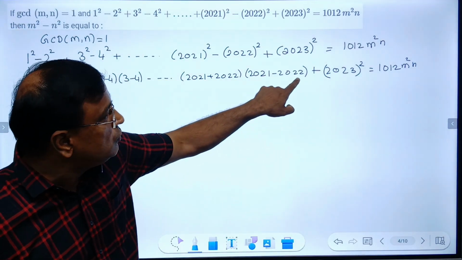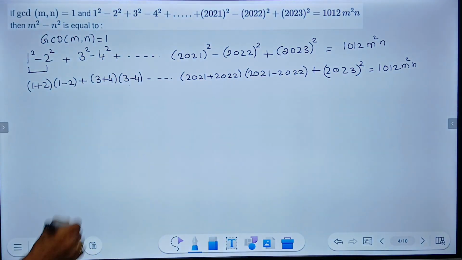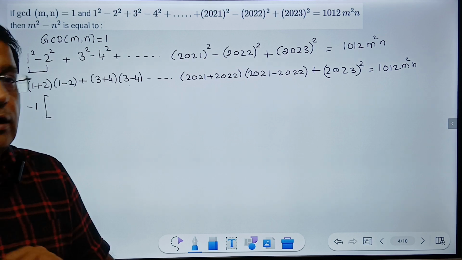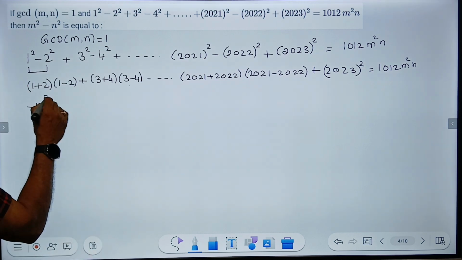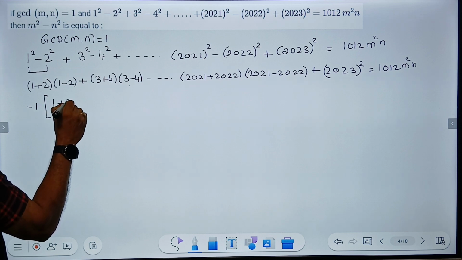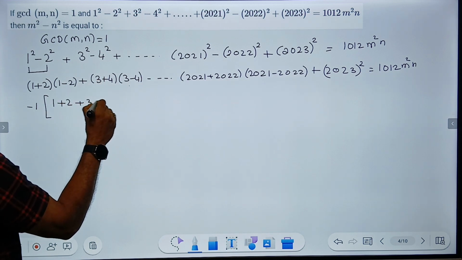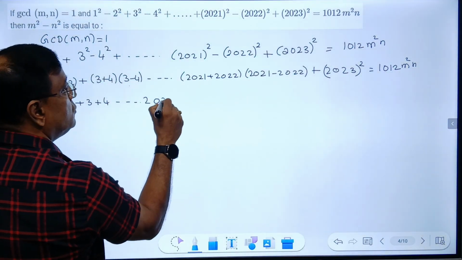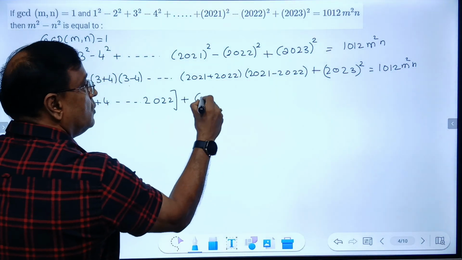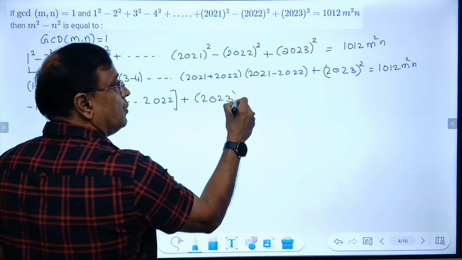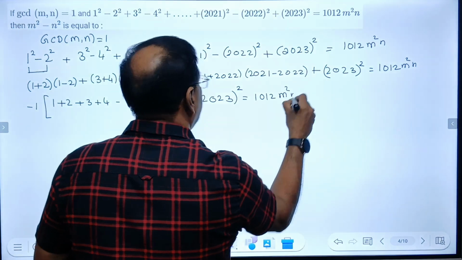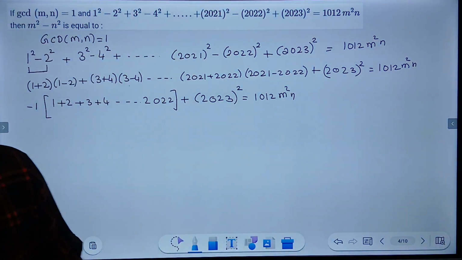2021 minus 2022 is minus 1. So minus 1 can be taken out. Correct? What do you get inside? Don't add, but instead you write 1 plus 2 plus 3 plus 4, and so on up to the last term, 2022, plus 2023, the whole square equal to 1012 m square n. Very beautifully it comes. Correct?